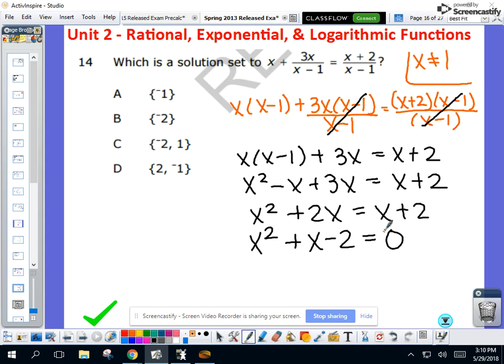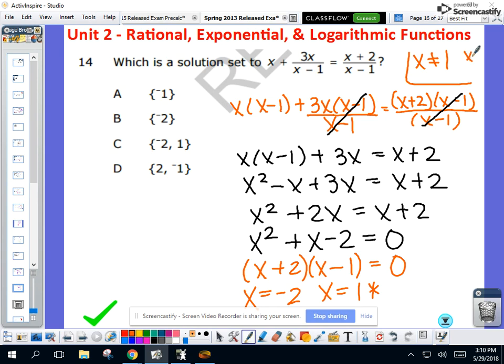This factors nicely into two binomials, x plus 2 and x minus 1. Set each factor equal to 0 and solve. These are the two solutions that we get, negative 2 and positive 1. But remember, positive 1 is an excluded value, so that will not work. The only solution that works in this particular case is negative 2.